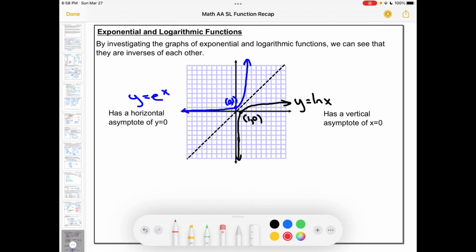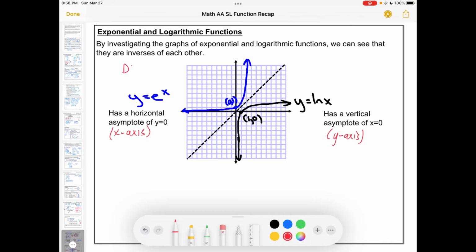The last topic that we're going to look at is exponential and logarithmic functions. So here are our 2 most common exponential and logarithmic functions, y equals e to the x, and y equals the natural logarithm of x. E to the x has a horizontal asymptote of y equals 0, and y equals 0 just means the x-axis. Y equals ln x has a vertical asymptote of x equals 0. So that means the y-axis.